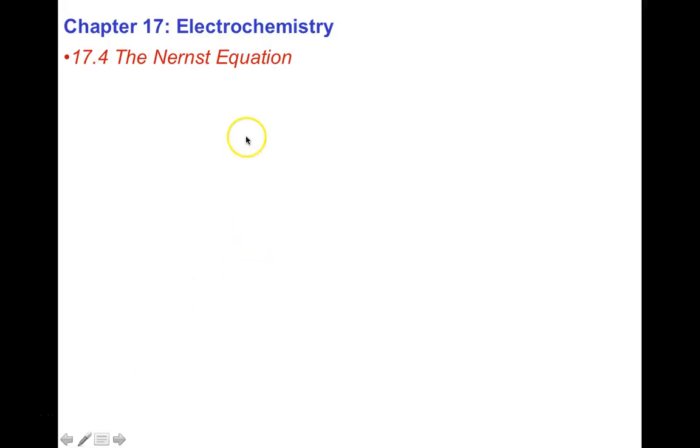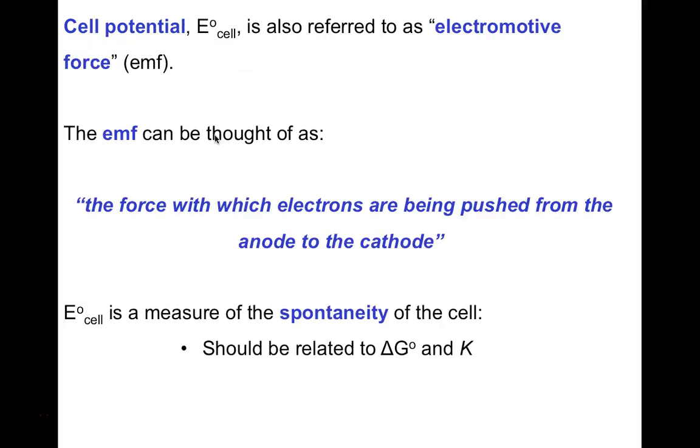So in this video, we're going to talk a little bit about the Nernst equation and also a little bit about the operation of batteries. So cell potential, or E0 cell, is also referred to as the electromotive force. The EMF can be thought of as being the force with which electrons are being pushed from the anode into the cathode. The cell potential is a measure of the spontaneity of the cell.